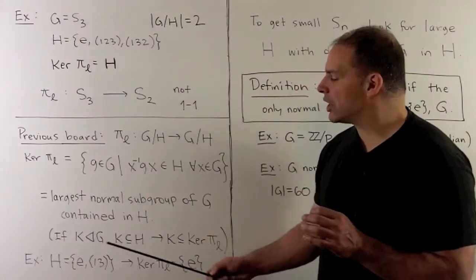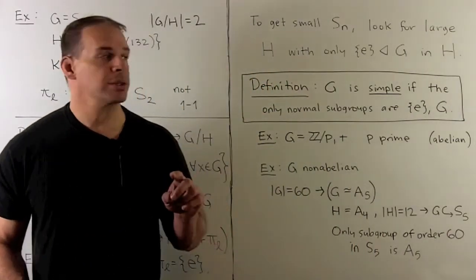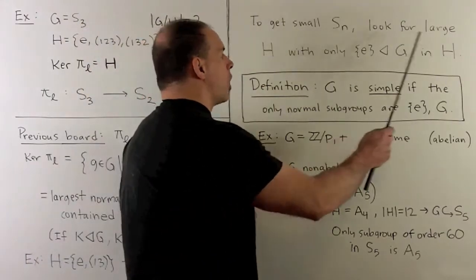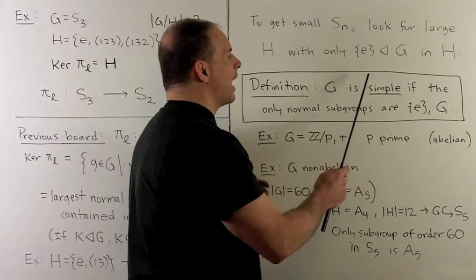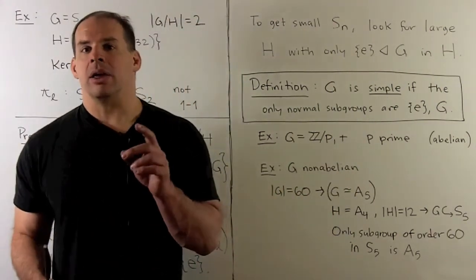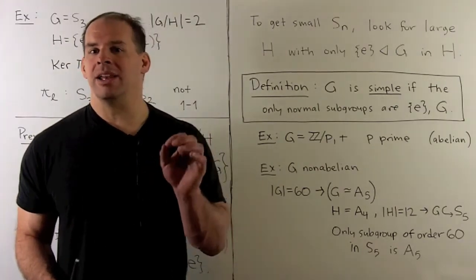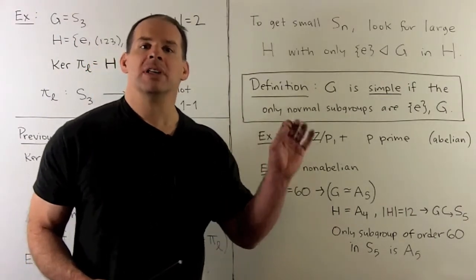Now, this suggests a recipe for getting embeddings into small symmetric groups. What we want to do is look for large subgroups H that contain only the identity subgroup as a normal subgroup in G. Now, if we try to arrange it so that G has no normal subgroups but the identity and G itself, we call that kind of group simple.